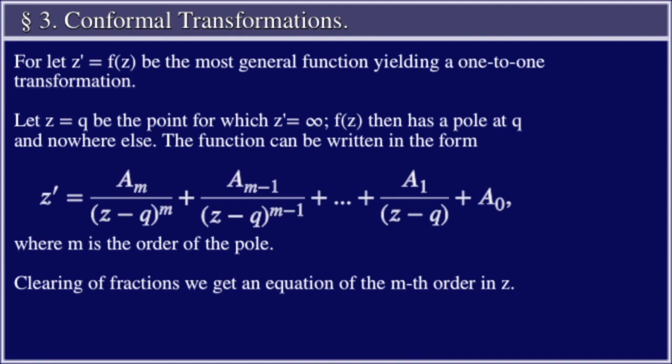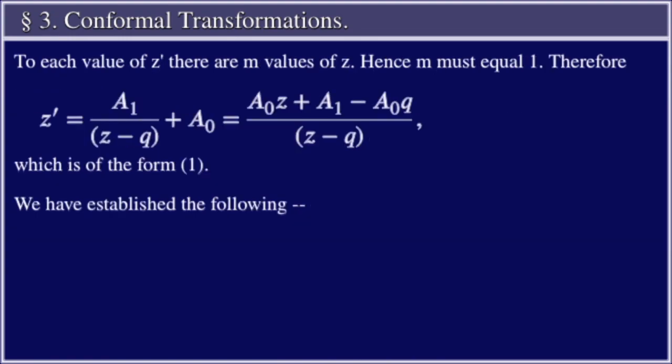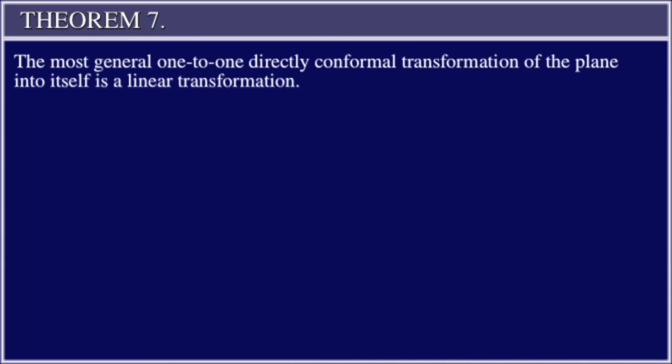Clearing the fractions, we get an equation of the mth order in z. To each value of z', there are m values of z, hence m must equal 1. Therefore, z' equals a1 divided by the quantity z minus q, plus a0, which is equal to a0z plus a1 minus a0q, all divided by the quantity z minus q, which is of the form of equation 1. We have then established the following. Theorem 7. The most general one-to-one directly conformal transformation of the plane into itself is a linear transformation.